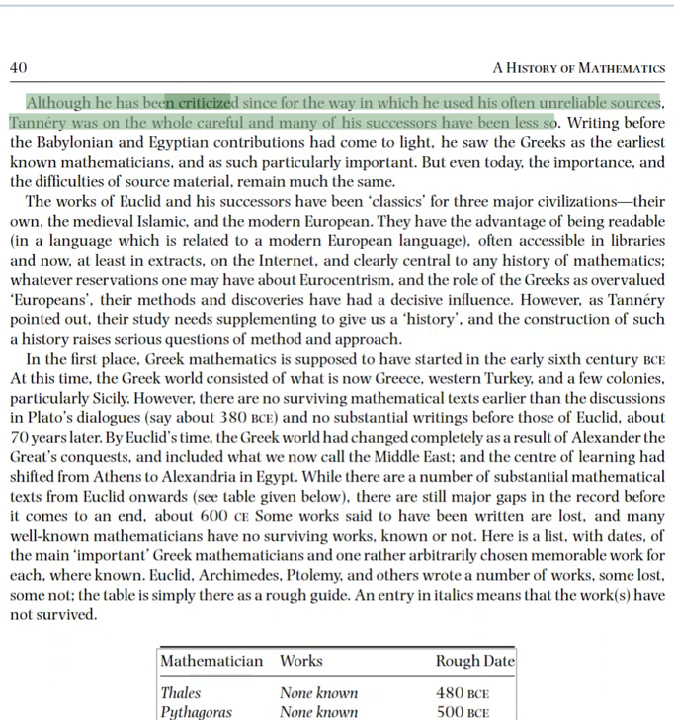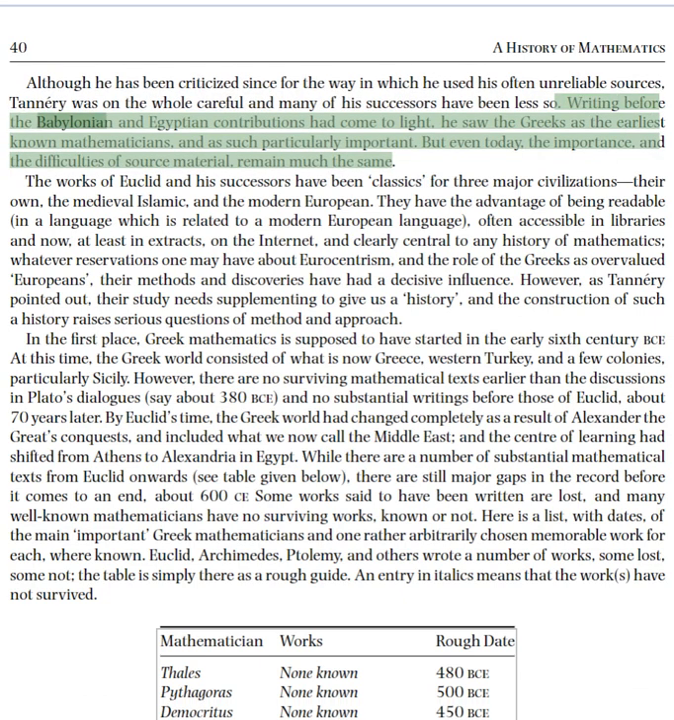Although he has been criticized since for the way in which he used his often unreliable sources, Tannery was on the whole careful, and many of his successors have been less so. Writing before the Babylonian and Egyptian contributions had come to light, he saw the Greeks as the earliest known mathematicians, and as such particularly important. But even today, the importance and the difficulties of source material remain much the same.